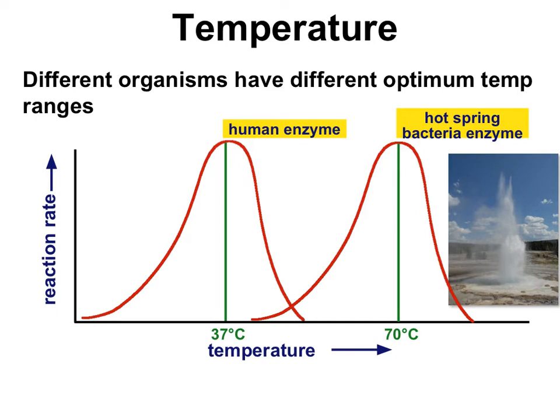But there are other organisms that live at other temperatures. For example, thermophilic or hot spring bacteria couldn't have enzymes with an optimal temperature that's so low. You can see over here that the reaction rate would be 0. Instead, these bacteria have evolved to have enzymes that can withstand and function at these high temperatures of about 70 degrees Celsius.